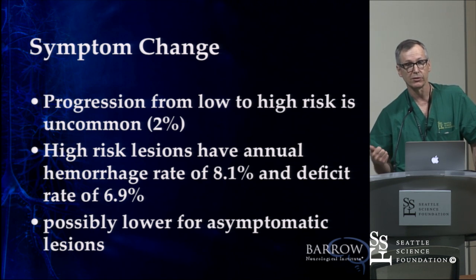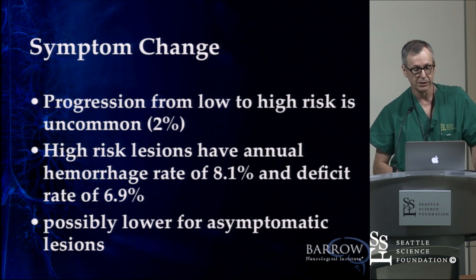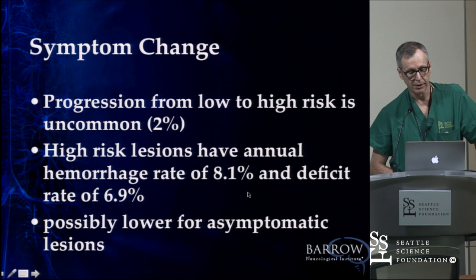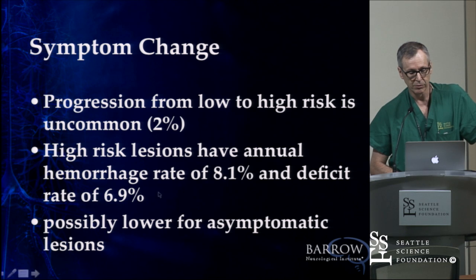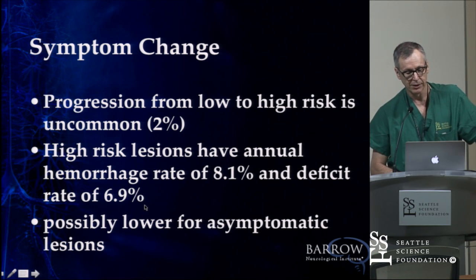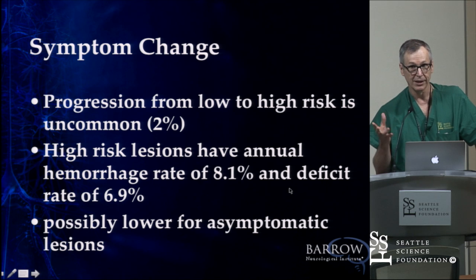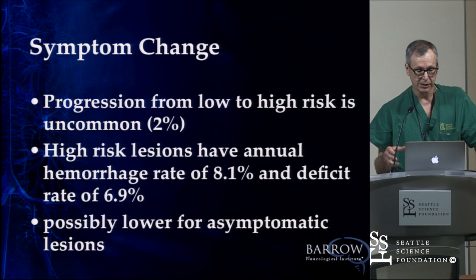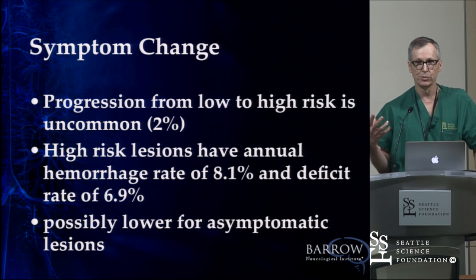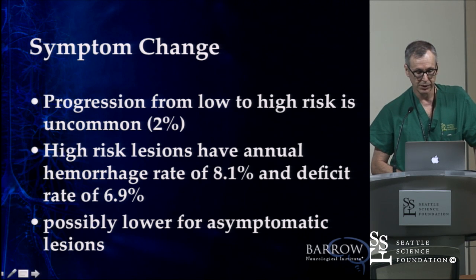They are worse in terms of the natural history than unruptured aneurysms and worse than arteriovenous malformations. And they have a hemorrhage rate, depending on whose numbers you believe. The St. Louis group, WashU, said 8.1% hemorrhage rate and producing deficits at 6.9% annually. The Toronto numbers were higher than that, more like 10-15% hemorrhage per year. But it may be lower for symptomatic versus asymptomatic patients. Certainly, patients who are presenting symptomatically with a dural fistula, I think, need to be treated.